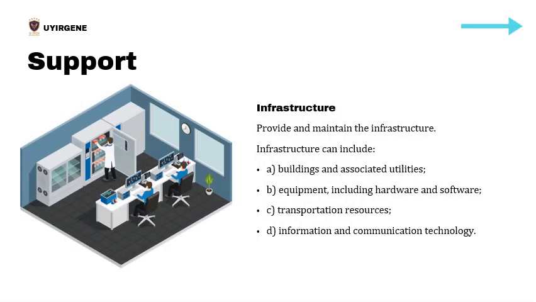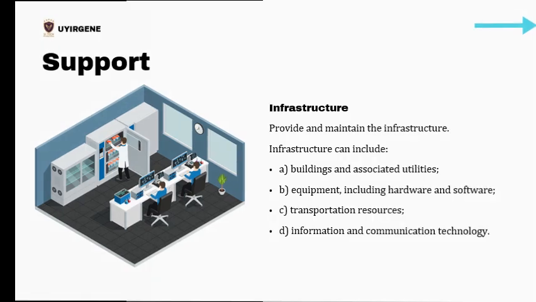Infrastructure. The organization shall determine, provide, and maintain the infrastructure necessary for the operation of its processes, and to achieve conformity of products and services. Infrastructure can include buildings and associated utilities, equipment, including hardware and software, transportation resources, information and communication technology.